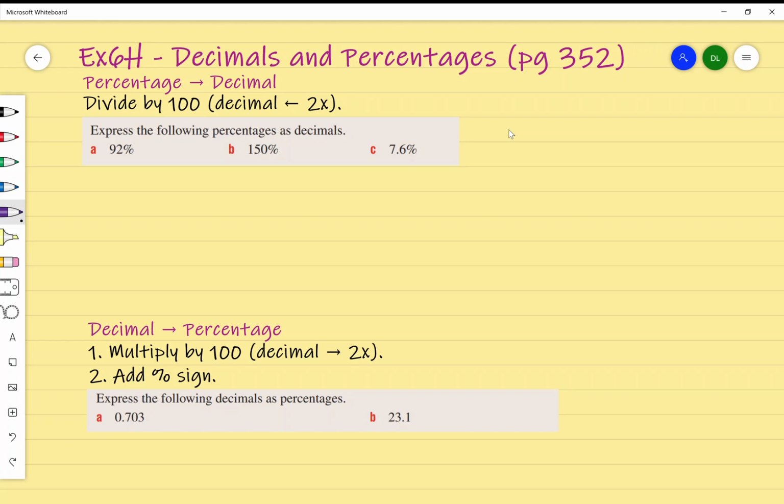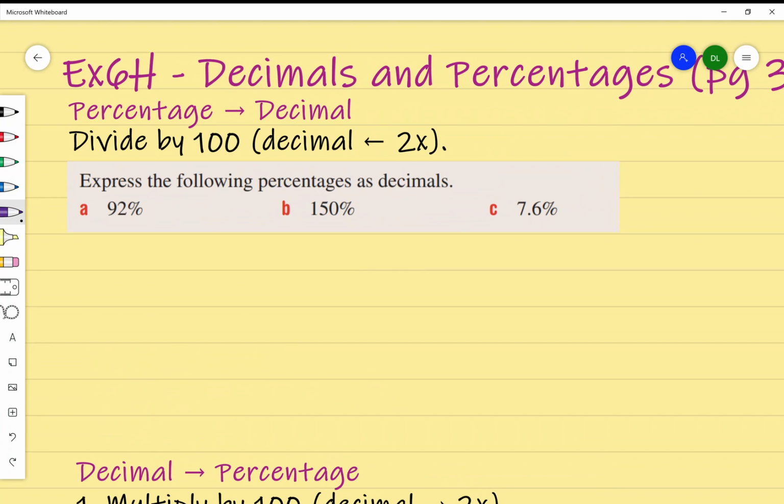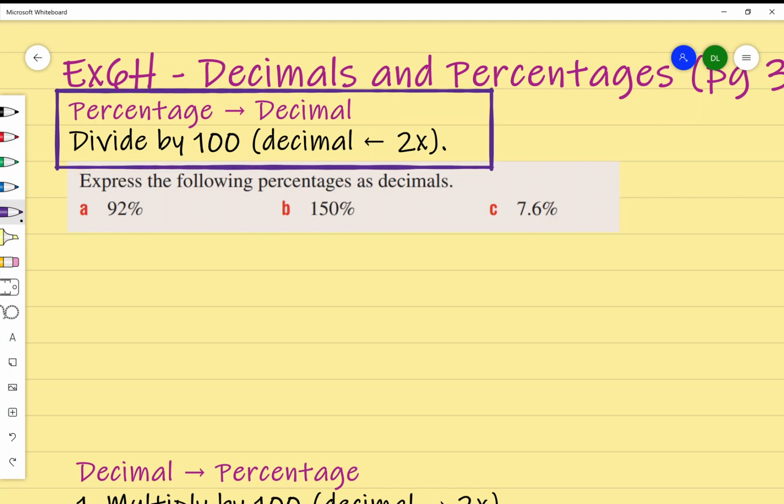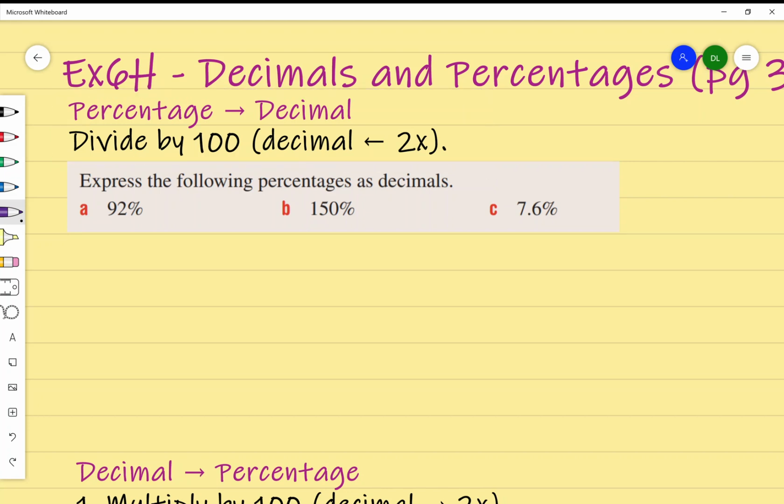So there's two things, like we said, percentage to decimal or decimal to percentage. I reckon percentage to decimal is a bit easier, so we're going to start by doing that. If you're going from percentage to decimal, and I'd like you guys to write this down, I want you to write down what I'm going to put in this box now. From percentage to decimal, you must divide by 100, or in other words, move the decimal place left 2 times. You guys already know it's the same thing, yeah?